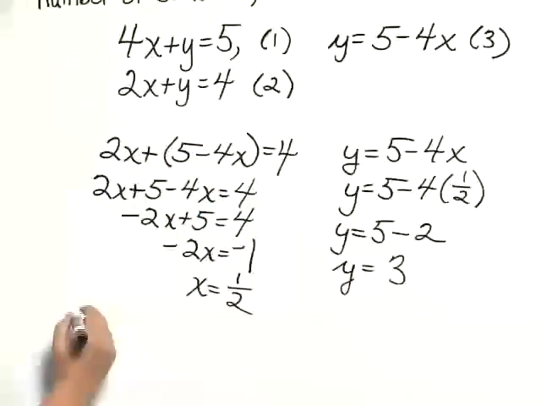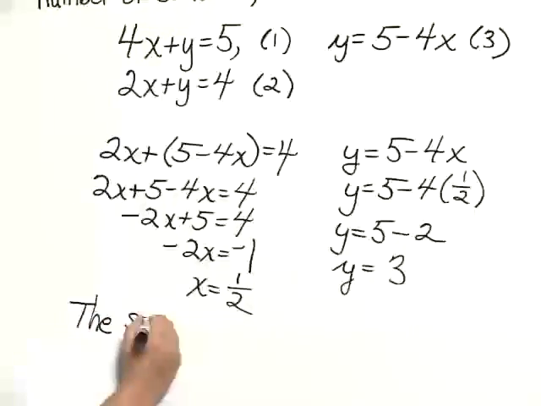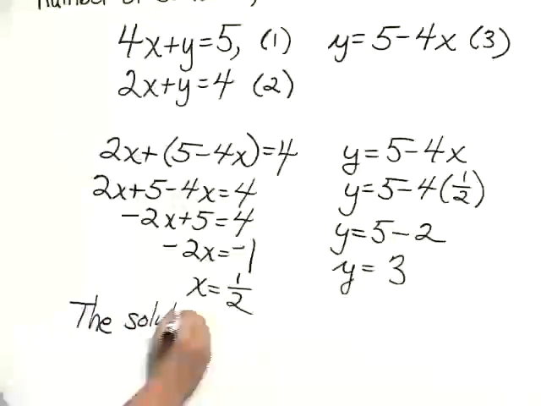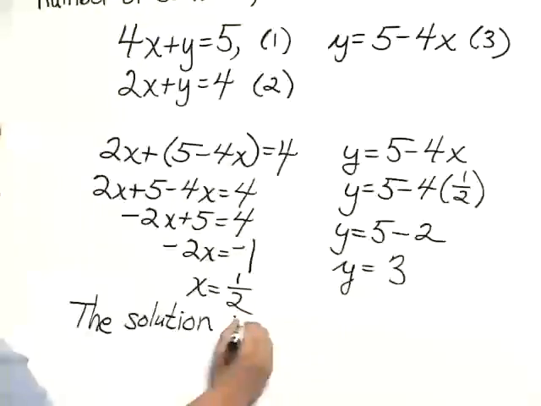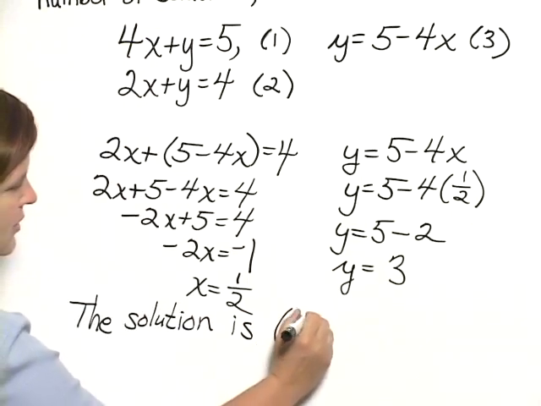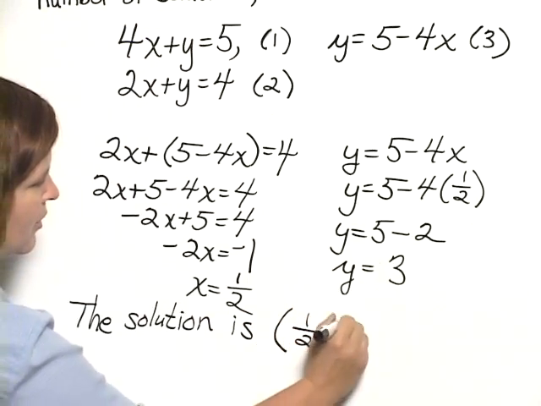So I can state then that the solution of the system is, and I want to write it as an ordered pair with x first, 1/2, 3.